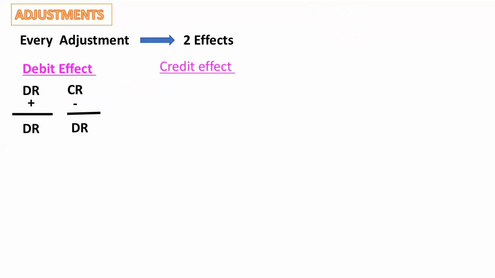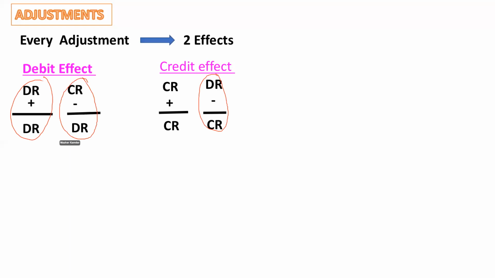The second effect that an adjustment would have is a credit effect. How do you get a credit effect? You add to a credit item, you get a credit effect, or you subtract from a debit, you will get a credit effect. So when you add to a debit, it is a debit effect. When you subtract from a debit, you get a credit effect. When you subtract from a credit, you would get a debit effect. And when you add to a credit, you would get a credit effect.